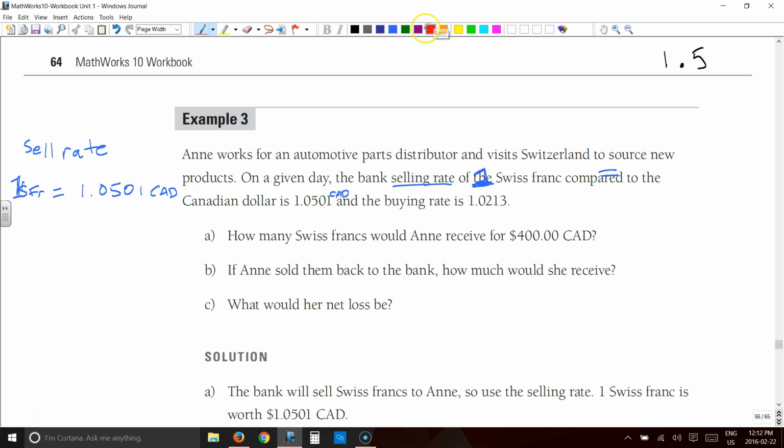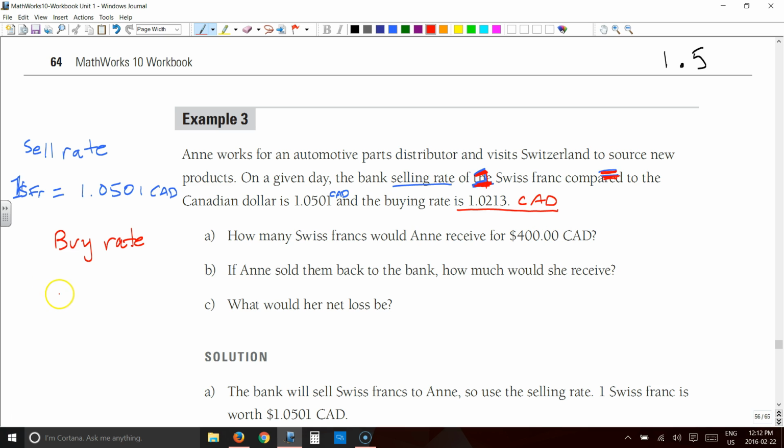Now let's take a look at the buy rate. What about our buying rate? Okay, well, in looking at the buying rate, it says that 1 Swiss franc equals this buying rate of 1.0213. So if this is francs, this must be Canadian. I'm going to write that in there. Now that I've written some extra information in the sentences and put some symbols in, it's a little easier for me to see the information.